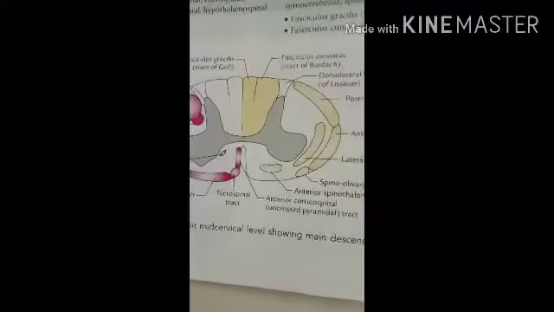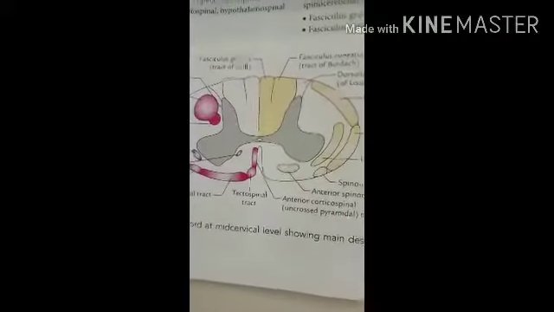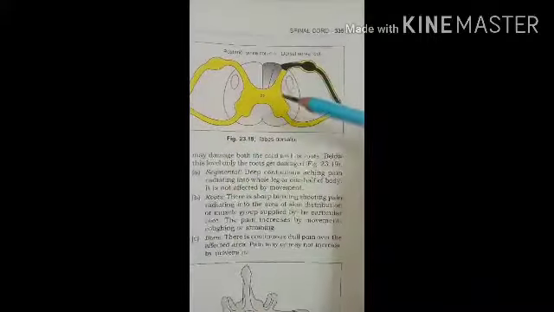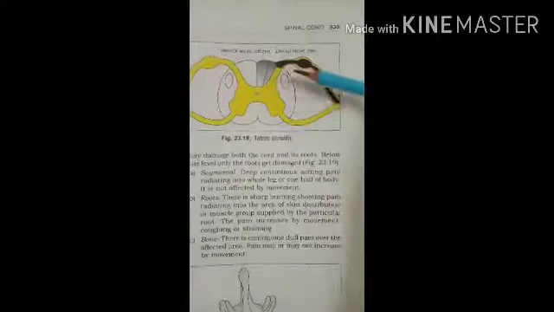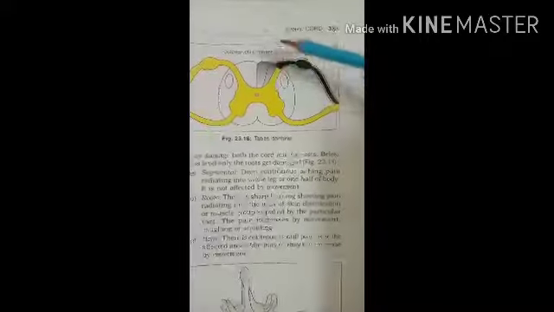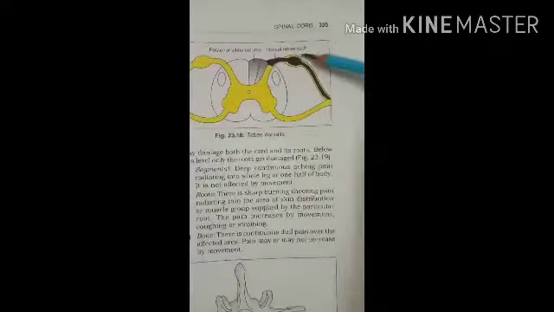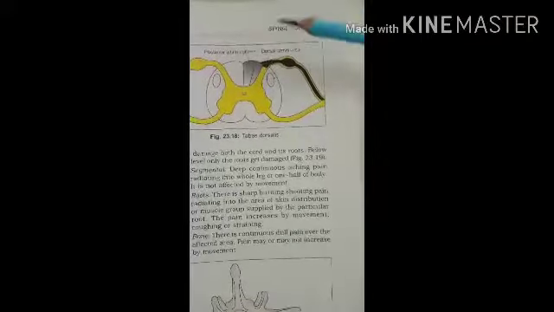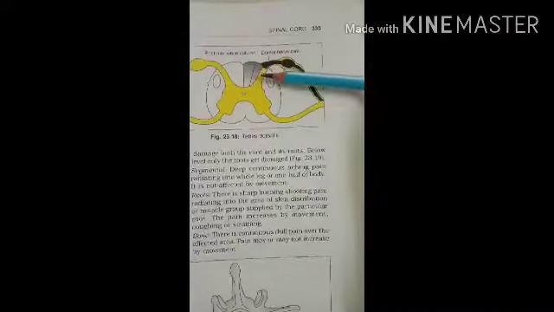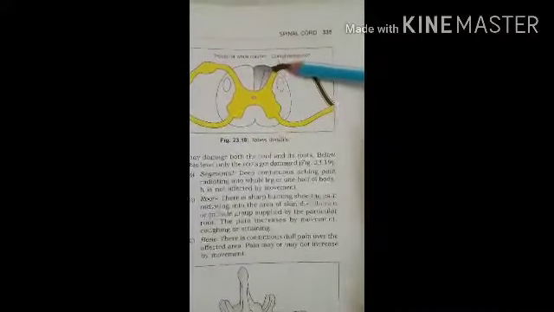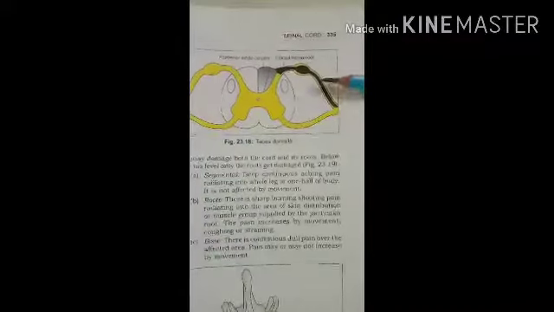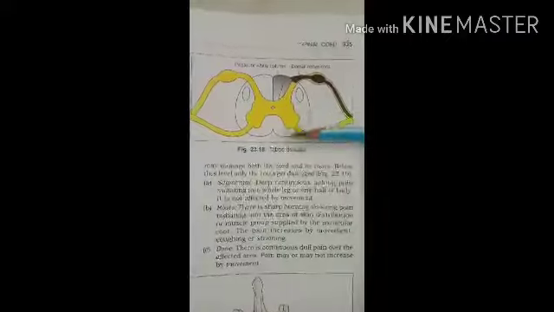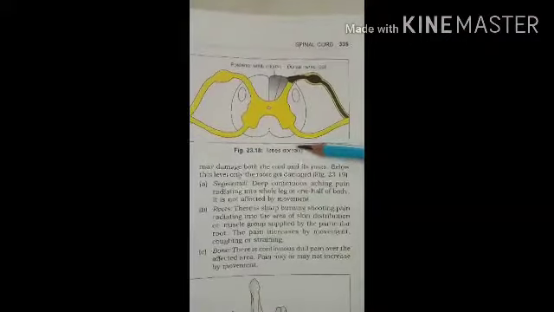Then the next clinical point is Tabes dorsalis. The posterior white column and the posterior nerve root are involved in syphilis. Degenerative changes occur in the posterior white column and the dorsal nerve root. That type of degenerative change occurs in tertiary syphilis, and it is called Tabes dorsalis.